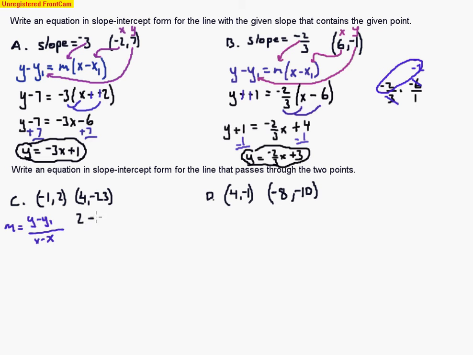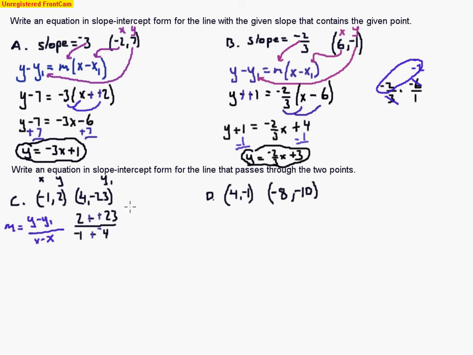2 minus negative 23. So here's a y value, and here's a y value. I'll do a y minus y1. Down below, the x value. I've got to start with the negative 1 because I started with the 2. So negative 1 minus 4. Anytime I've got more than one minus sign there, I'm going to add the opposite. So this becomes plus positive. This becomes a plus negative. And do that work.